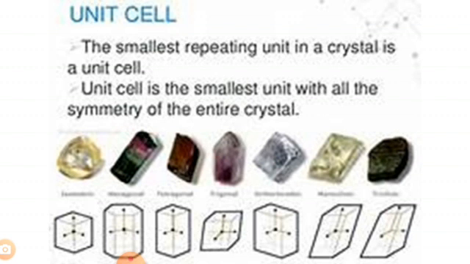Okay, so there are different types of symmetry. First one is a plane of symmetry. If a crystal is divided into two equal portions which are mirror images of each other by an imaginary plane, then the symmetry possessed by the crystal is called plane of symmetry. And cubic crystals have 9 planes of symmetry. Okay, so this is plane of symmetry.